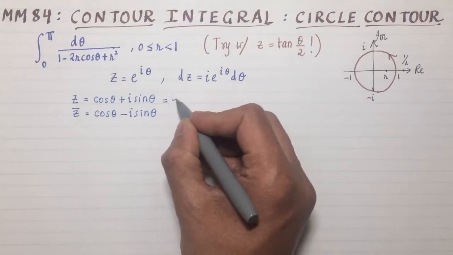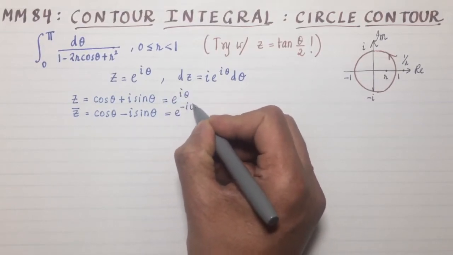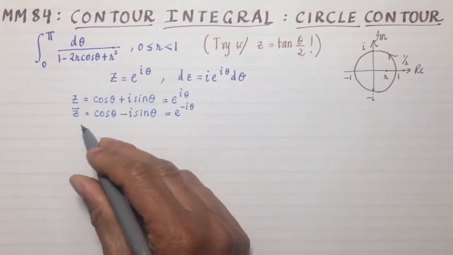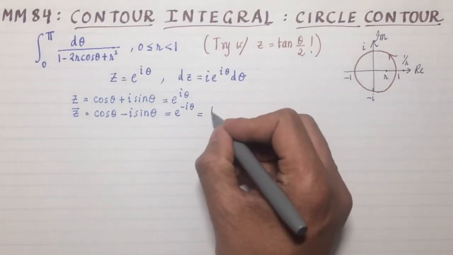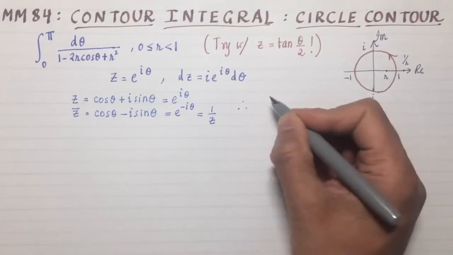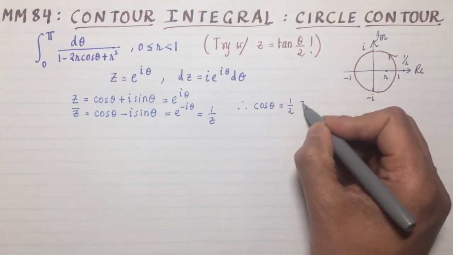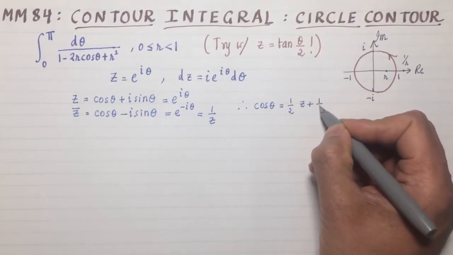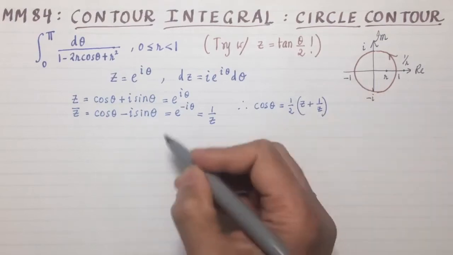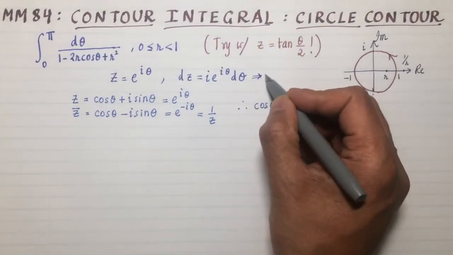By the way, notice that z is e to the i theta and z bar is just e to the minus i theta. So really z bar is just 1 over z in this particular instance. Therefore, cosine theta is just equal to 1/2 of z plus z bar, or z plus 1 over z, since z bar is the same as 1 over z. So we have cosine theta entirely in terms of z. Also d theta can be expressed in terms of z.